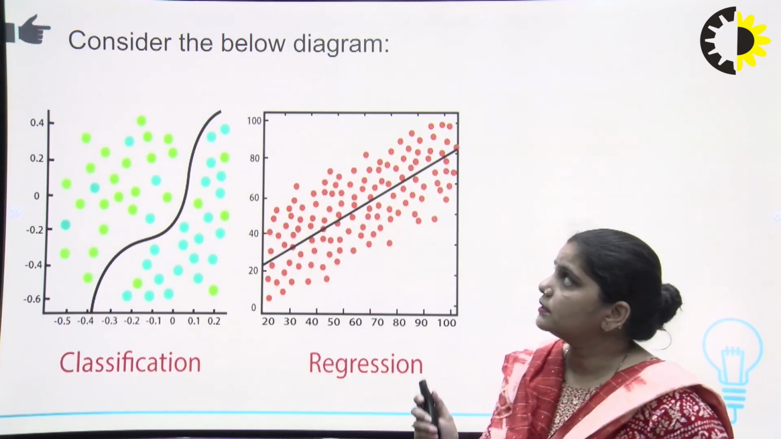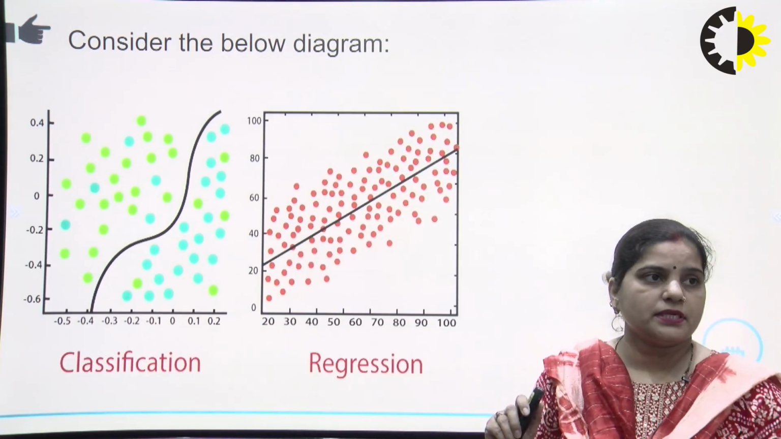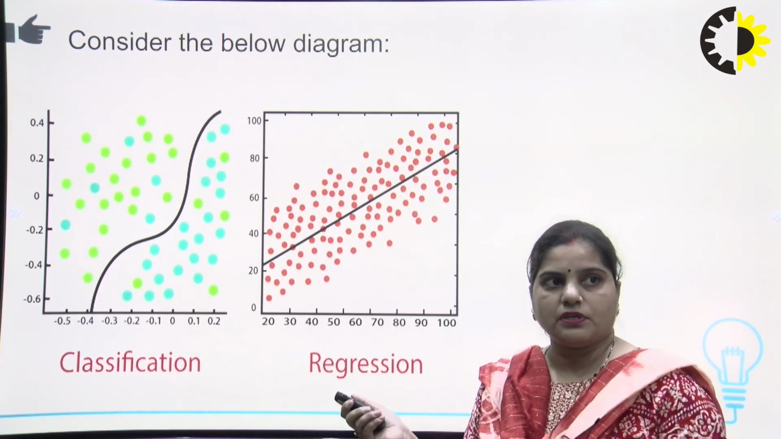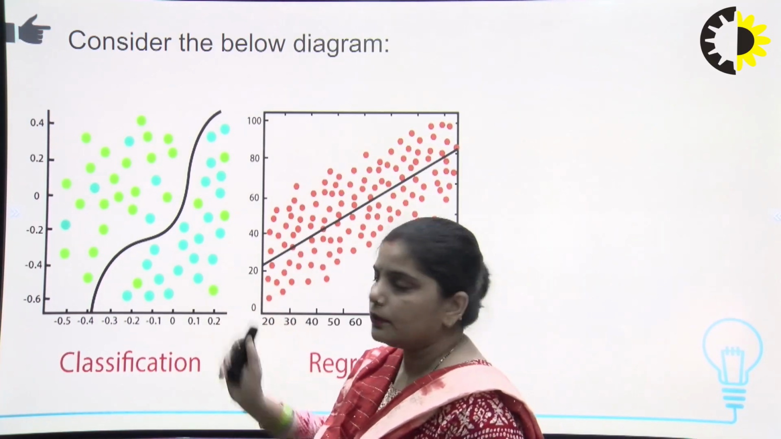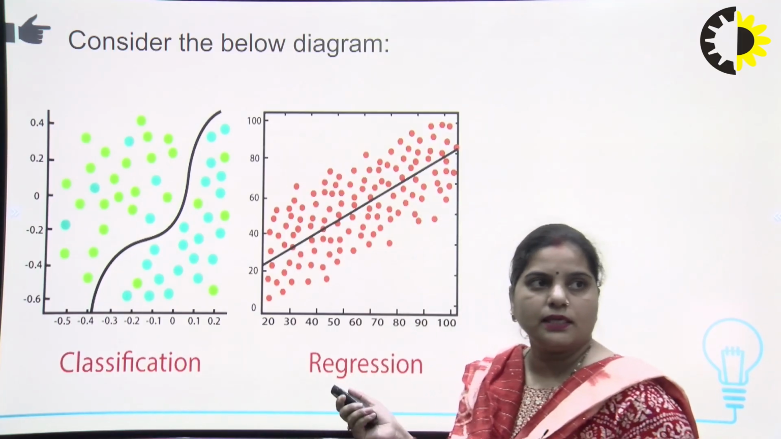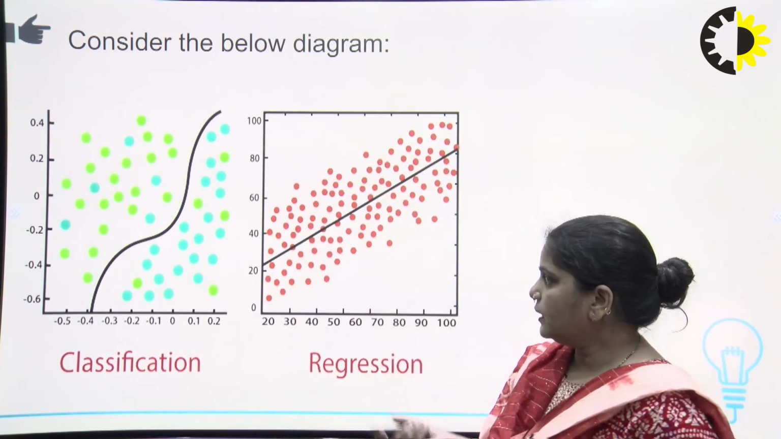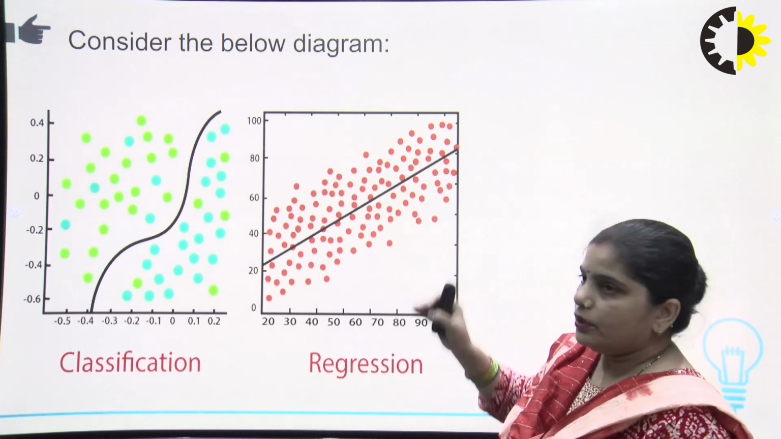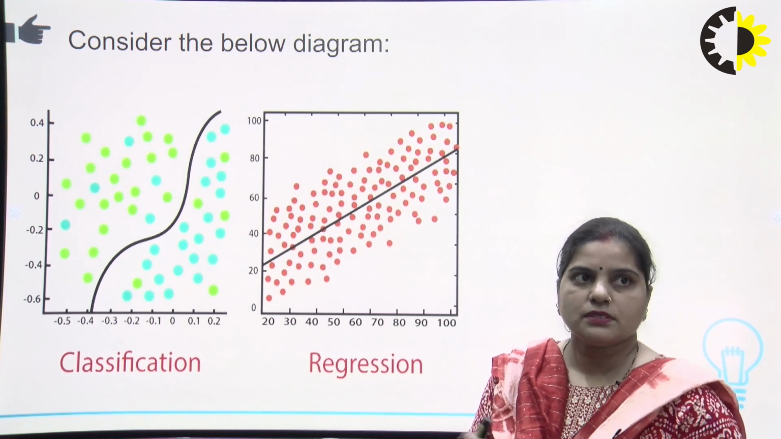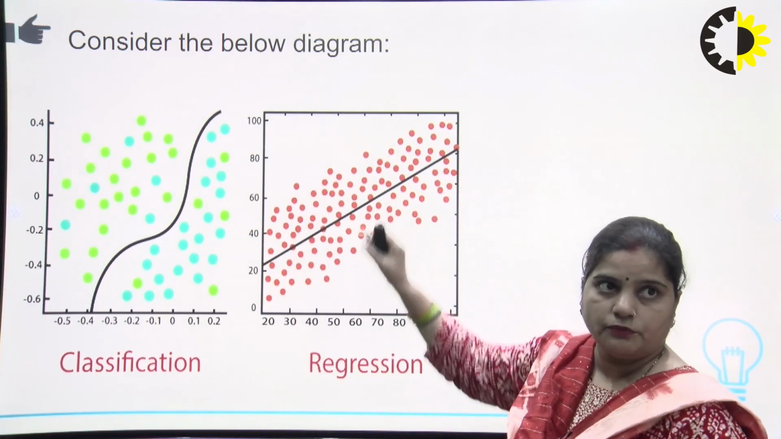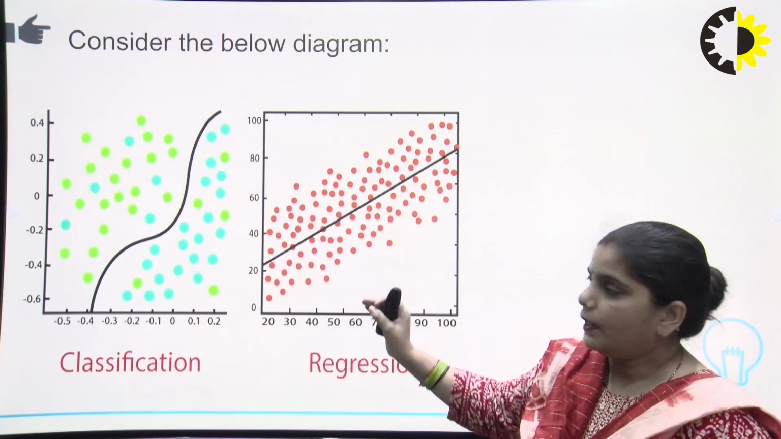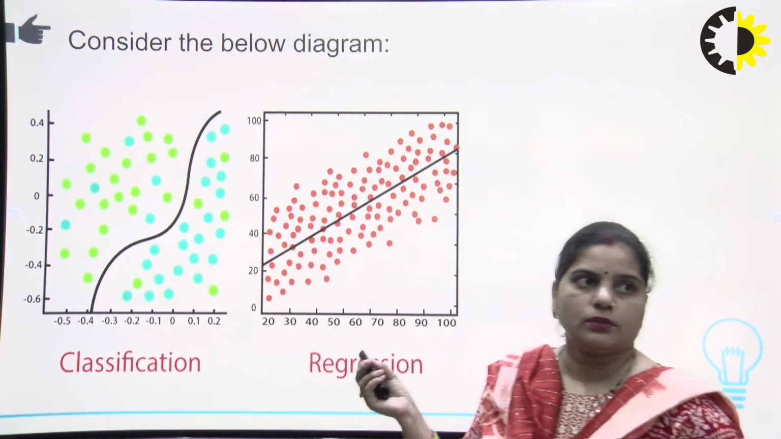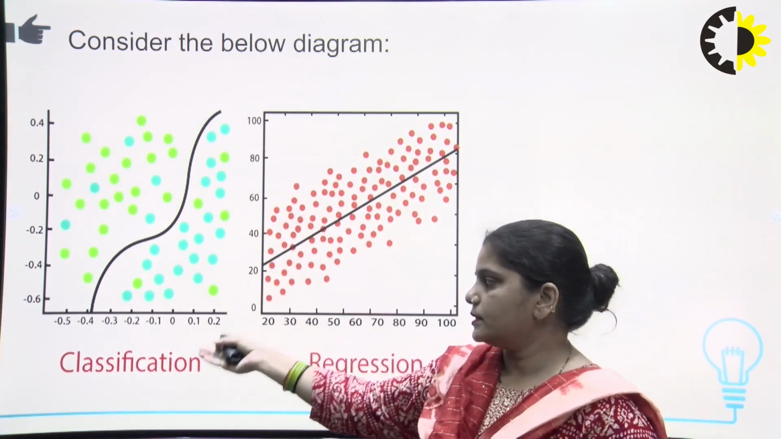So this is the diagrammatic representation of classification versus regression. Here in classification we have only two options, that is green or dark green, and in regression we have dots, where we have a continuity of the values. Here we have only two colored dots, and on the basis of that we are going to classify the data.